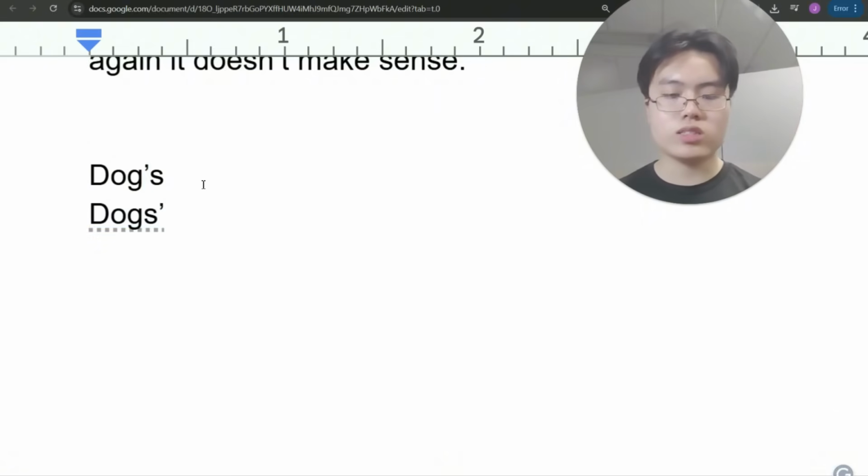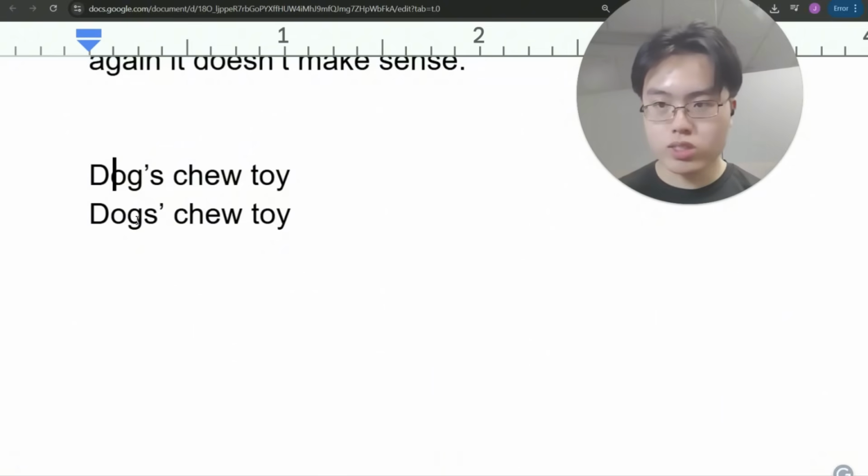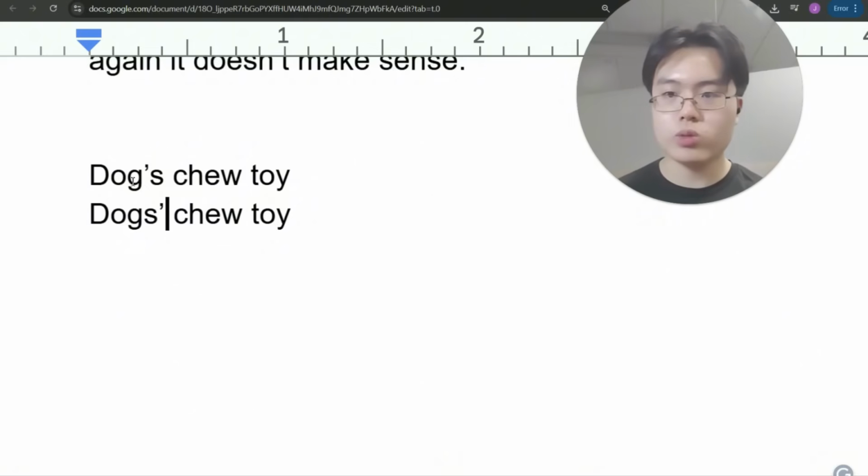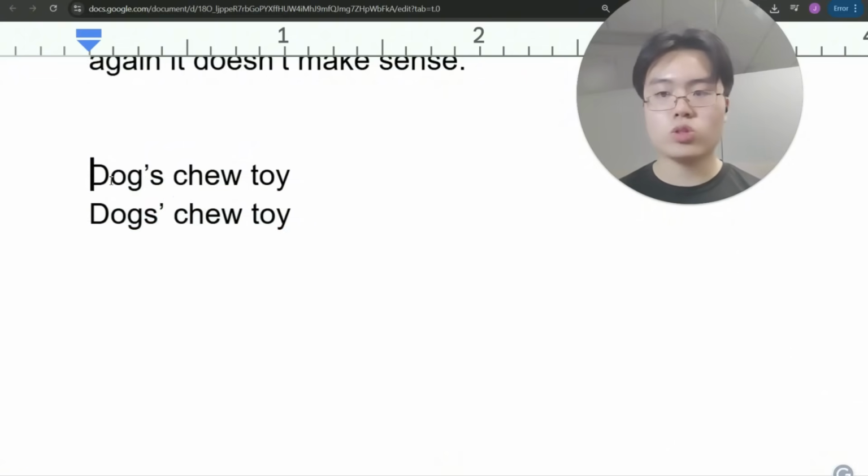So that means the next thing that comes after this belongs to the dog. Like dog's chew toy, for example. So the chew toy belongs to the dog. Okay, so they're both possessive. The only difference between these two is that this one is plural, the unusual looking one, the one that looks weird. The one with the apostrophe after the S looks weird to me, and I think it looks weird to everyone. That one is plural. So there's multiple dogs here that possess the chew toy. Okay. And this one's only one dog that possesses this chew toy.